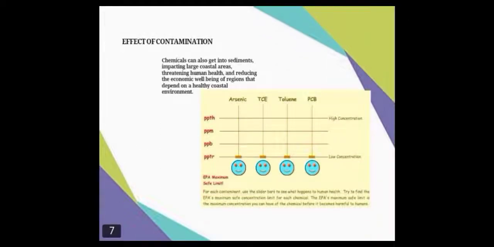Effect of contamination. For you, what is the effect of contamination? Chemicals can also get into the sediments, impacting large coastal areas, threatening human health, and reducing the economic well-being of the regions that depend on healthy coastal environments.